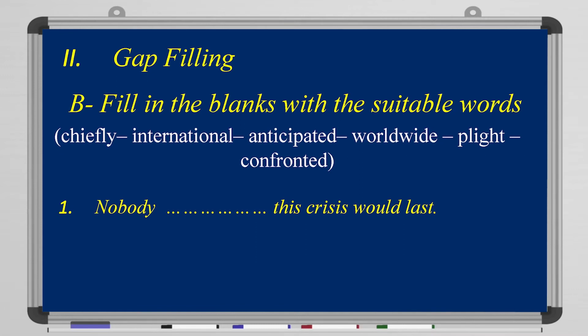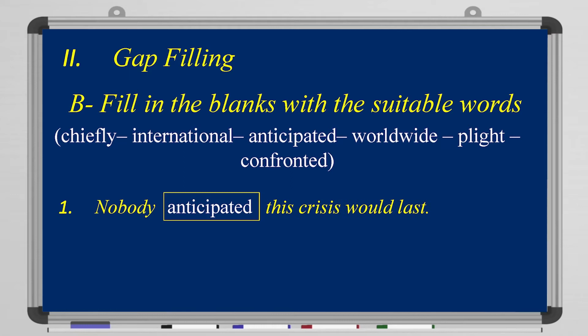The words that we have are chiefly, intentional, anticipated, worldwide, plight, and confronted. Let's look at number 1. Nobody blank this crisis would last. So there's a crisis and it lasted for a long time. Nobody anticipated this problem would last. Very good, excellent. So let's look at number 2.